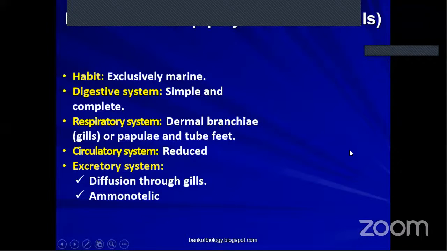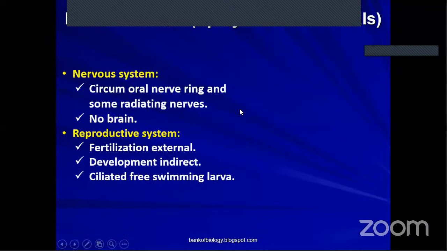Their digestive system is simple and complete. The respiratory system is by dermal branchiae, that are gills or papillae, or by tube feet. Then the circulatory system is reduced. The excretory system is through diffusion through gills, and they are ammonotelic, remember this. That means they excrete ammonia.